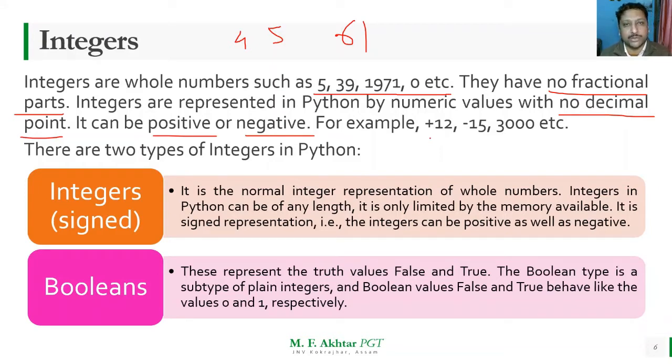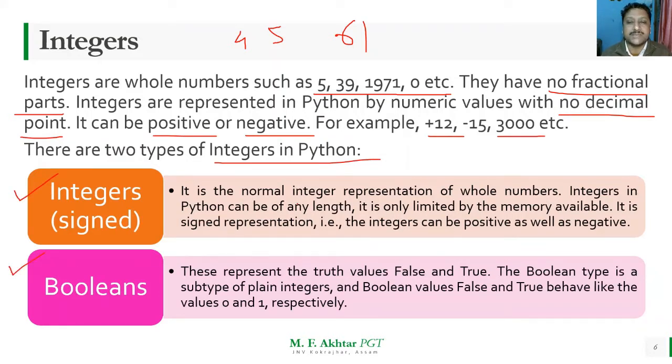We can also put plus symbols, and we can put minus symbols, but for a negative number the minus symbol is a must. But for a positive number we need not put a plus symbol, it is not necessary. The number which has no sign is treated as a positive number. Now there are two types of integer numbers. First is known as integers, and next is booleans.